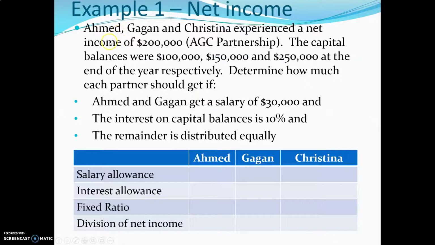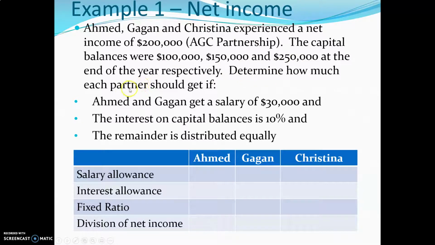Here's the first example. Ahmad, Gagan, and Christina experienced a net income of $200,000, AGC partnership. The capital balances were $100,000, $150,000, and $250,000 at the end of the year, respectively. Respectively means that these match up with the names above. So Ahmad invested $100,000, Gagan $150,000, and Christina $250,000.